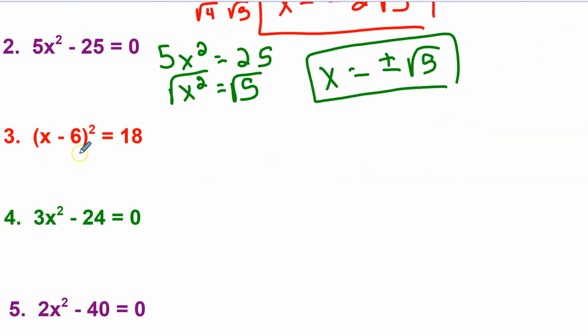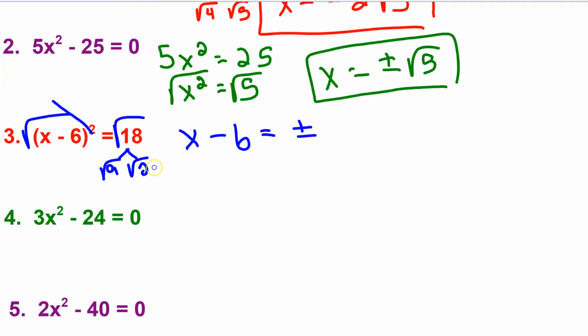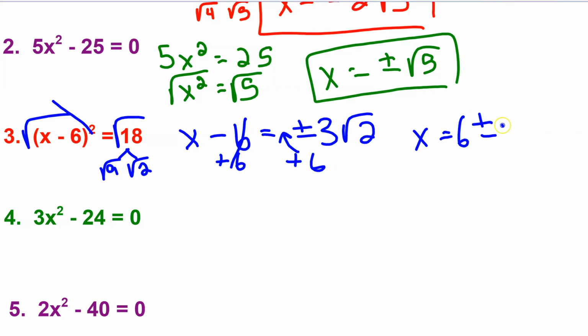So this one, this is already by itself, so I'm going to square root both sides. This one's a little different. So the square and the square root cancel out just like they did before. I'm left with what's under the square root, which isn't just an x, it's x minus 6. And that's going to be plus or minus, and I could simplify this now if I wanted to. Square root of 9, square root of 2. So 3 the square root of 2. And now I need to add 6 to both sides. So then x equals, make sure that 6 ends up right there, not right there. So it's going to be 6 plus or minus 3 the square root of 2.